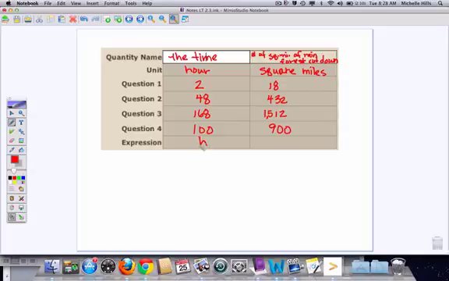Again, if it was years, I can't use y. I'd have to use maybe t for time. And what I did with the number in the first column to get the number in the second column every time was I multiplied it by 9. So my expression is 9h.